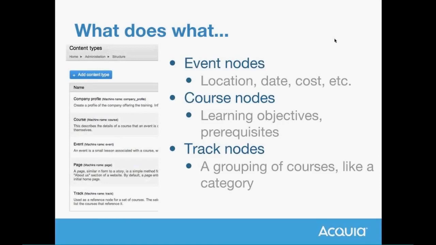Event nodes. The event nodes have the location, the date, the cost. That's the actual thing that you're going to be attending to learn about a particular subject. The course nodes, which are a node reference from the event, have the learning objectives, the prerequisites, that kind of information. And finally, the track nodes are simply a grouping of courses, kind of like a category, but we're using node reference to link all of those together.